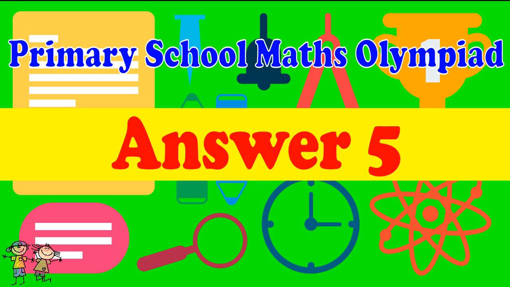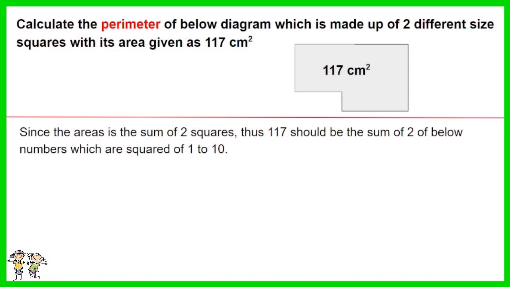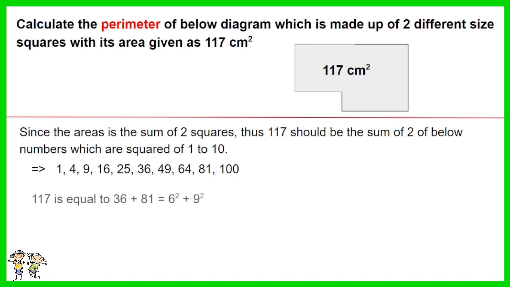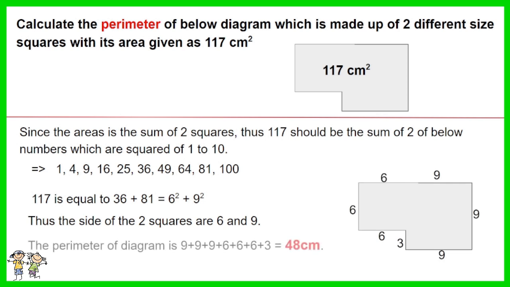Answer for question 5. Since the area of the diagram is the sum of two squares, thus 117 should be the sum of two numbers which are squares of a number between 1 to 10, as listed on the screen. From the list of numbers, one could derive that 117 is equal to 36 plus 81, which equals 6 squared plus 9 squared. Thus the sides of the two squares are 6 and 9. We put them on the diagram on the right side. We add up all the sides, which give a total of 48, which is the perimeter of the diagram and the answer for the question.